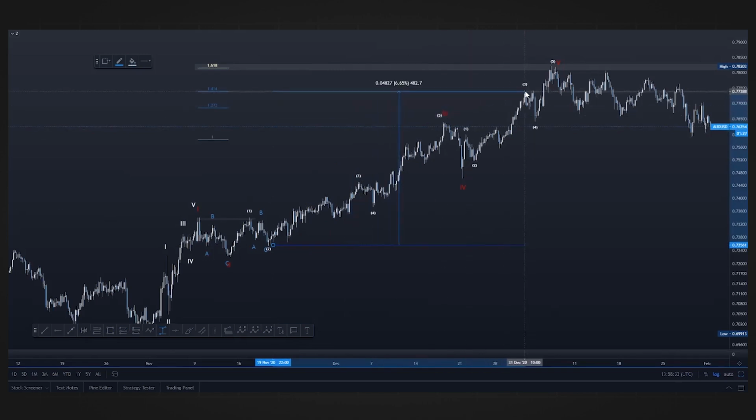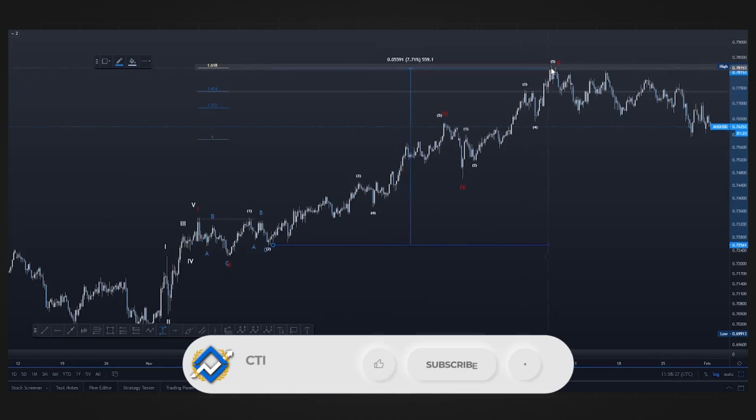Yeah. Look at the accuracy of these exits. Look where market reversed at these Fibonacci levels. Look at that accuracy. That's not an accident. It's just mathematics.